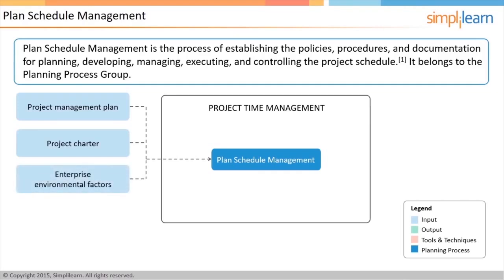Enterprise environmental factors provide the organizational context to the project, including the culture of the organization, the infrastructure like scheduling systems available, key personnel, and so on. Organizational process assets provide inputs such as policies and procedures, templates, past performance data and estimates, historical information, and knowledge base. Now, let us look at the tools and techniques employed in this process. Expert judgment refers to input received from knowledgeable and experienced resources.